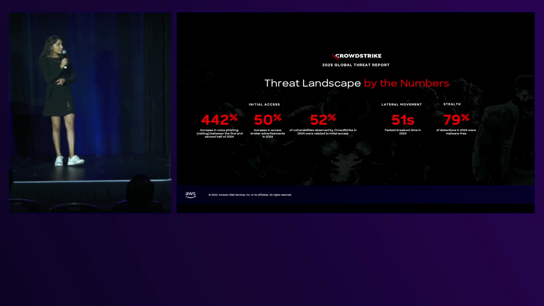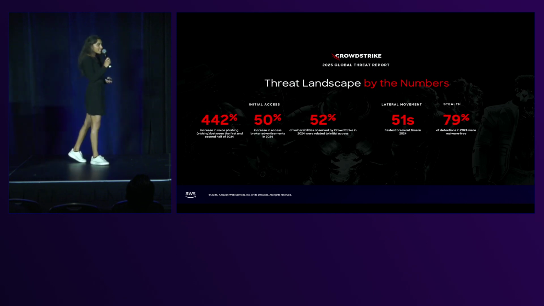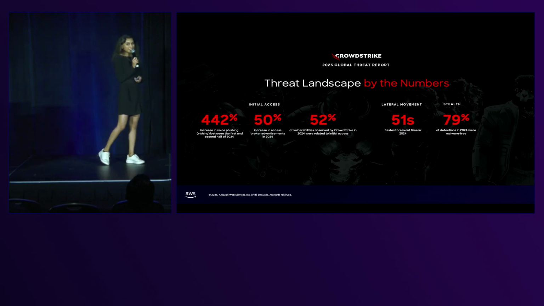And then lastly, when we're talking about initial access, CrowdStrike found that just a little over half of the vulnerabilities found were tied to initial access. So again, along with identity being a popular mode for initial access, vulnerabilities and misconfigurations are very much up there as well. Now, we talked about the breakout time, but this last trend is very, very interesting.